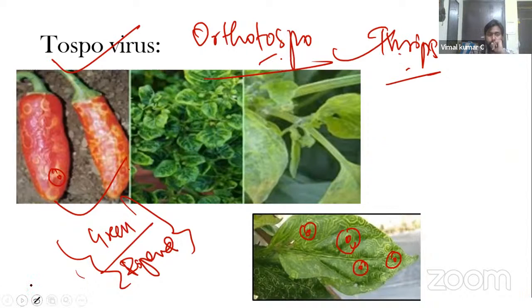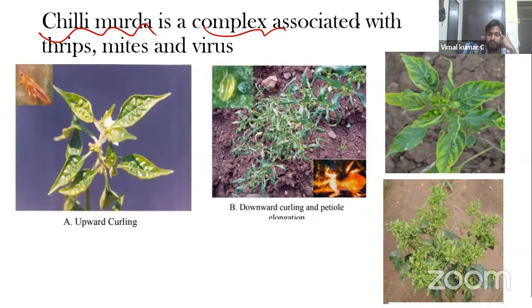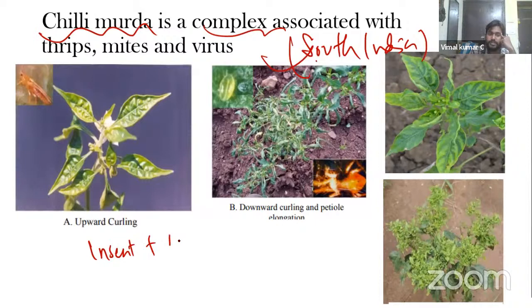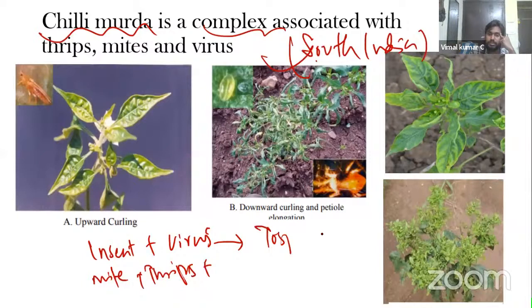And chili murda complex. This one is major in South India rather than North, especially in Karnataka and some parts of Maharashtra and Andhra. Majorly it is a combination of insect plus virus. The insects are mite and thrips, and the viruses are many: Tospovirus, chili leaf curl virus, TMV, and so on. So like this, it has complexity.